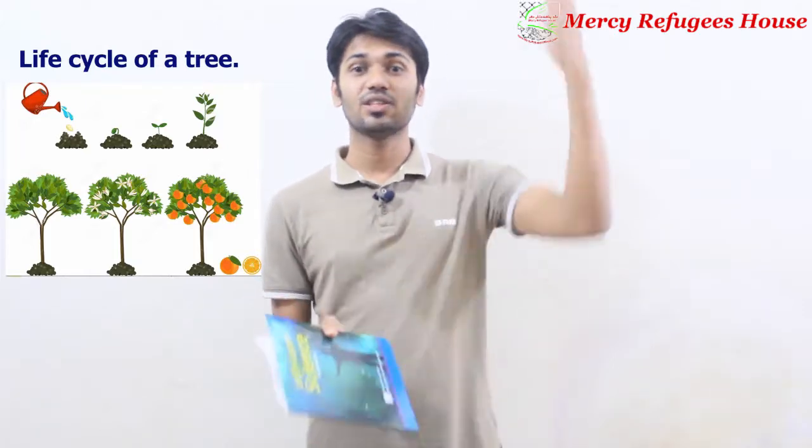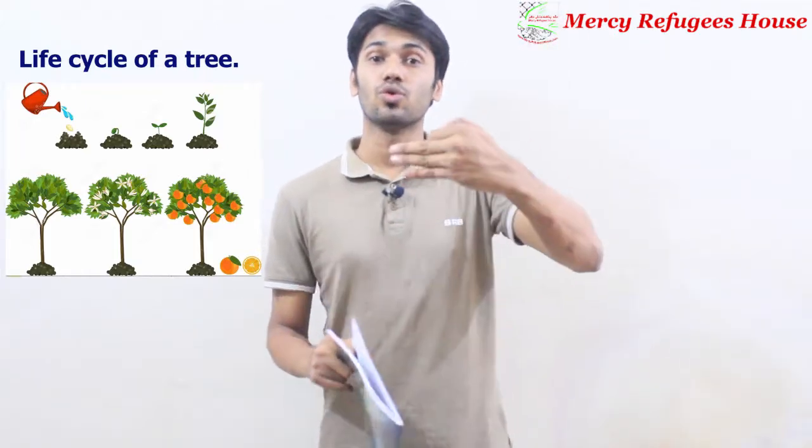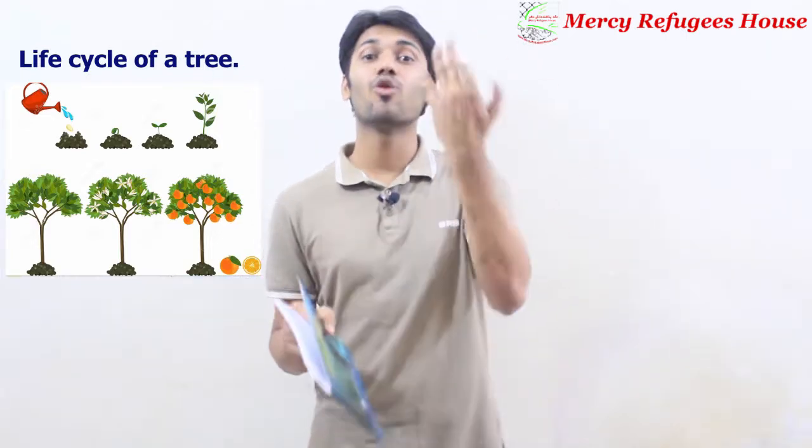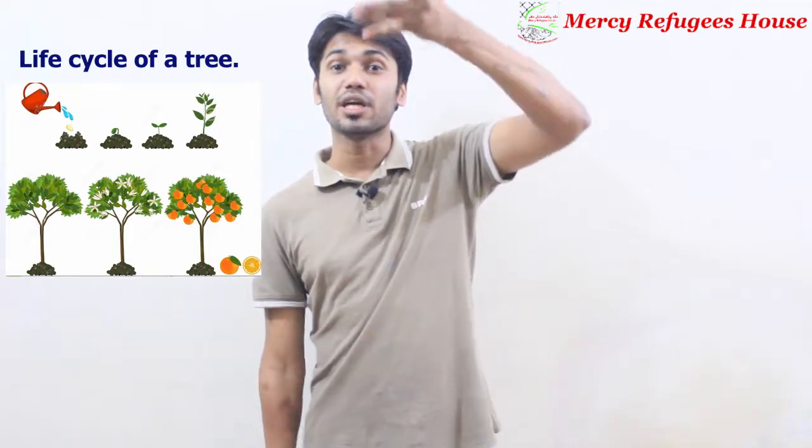Then you give another example. Example of a tree. Hey, look at this tree. Show them a real tree. It has a life cycle. How? We put a seed in the soil, and after a few days you see there will be a small tree. Then if you water it and if it gets sunlight, it will grow. It keeps growing. It will have two leaves first, then four leaves, and it will keep growing. And one day it will be a big tree.